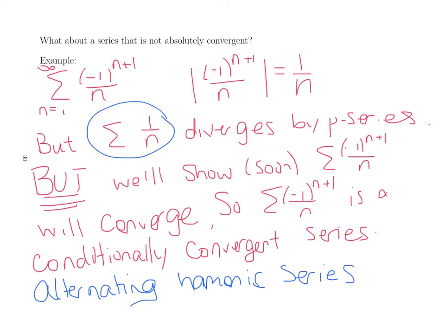And the question is, how do we show that, right? I said we will show. The question is, how do we actually show that this series is convergent, the one with the negatives in it? How do we do that? And that's what we introduce here in this section. We get one new test.